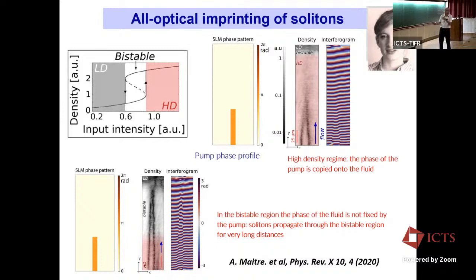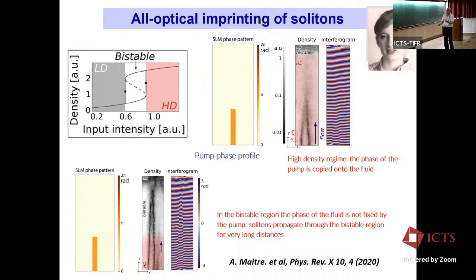So in this region here, we inject two dark solitons. We are working here in the high density regime. What we imprint on the fluid is exactly the copy of the phase profile of the pump. We can see here we have this phase jump, and in the density we see two dark solitons that disappear when the phase here becomes flat. So in the high density regime, the phase of the pump is copied exactly onto the fluid.